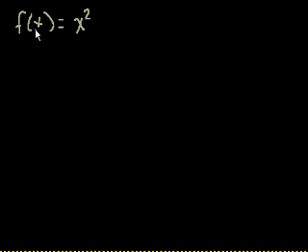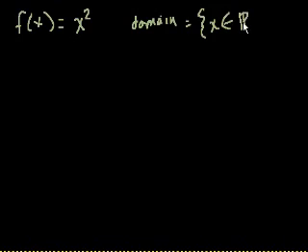Let's say I had f of x is equal to x squared. So let me ask you a question. What values of x can I put in here so I get a valid answer for x squared? Well, I can really put anything in here, right? Any real number. So here I'll say that the domain is the set of x's such that x is a member of the real numbers.